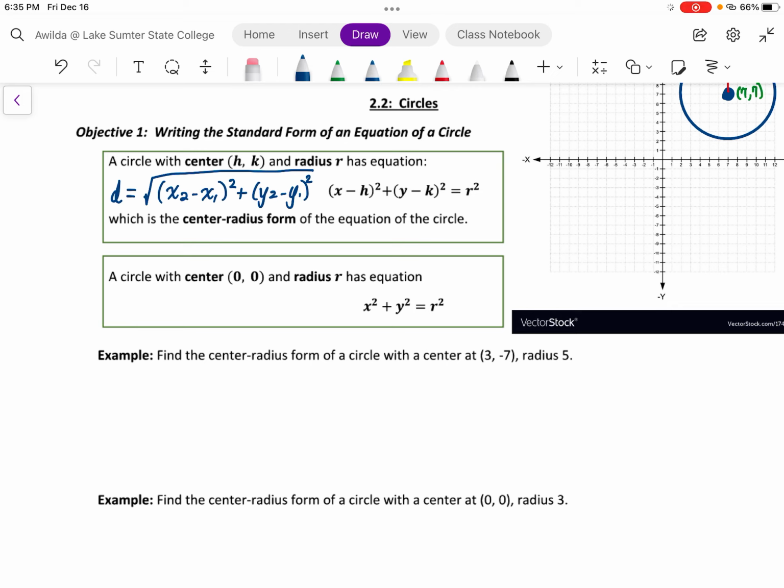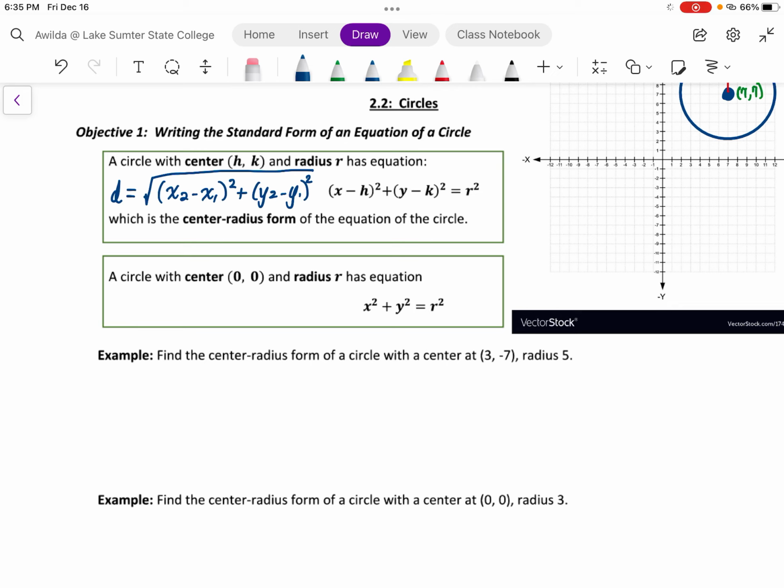Well, that's exactly what we have here if we were to raise both sides of the distance formula to the second power. In essence, we would have distance squared is equal to the sum of two differences that are being squared. Here, x2 is replaced with just the letter x, x1 is being replaced with the letter h, y2 is simply y, and y1 is acting like k. Distance, of course, is acting like the radius r.